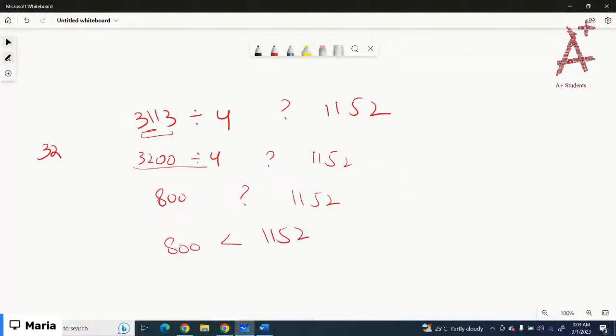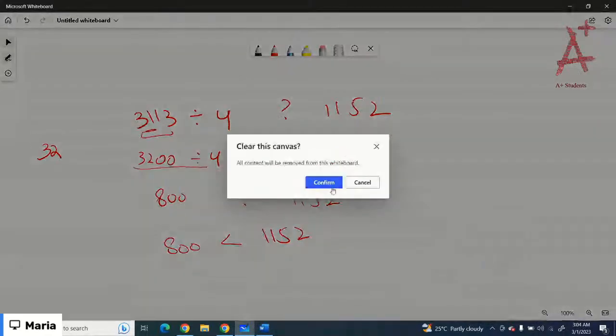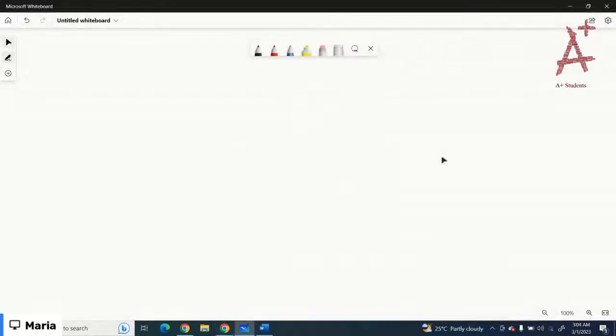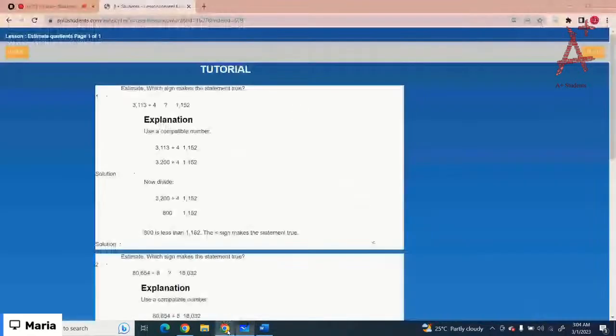Got it? So you have to solve one side of the question. For this one, on the left hand side you have 3113 divided by 4. First you have to solve it and then you have to compare both the numbers. But before solving, you have to estimate the number. 3113, so you have to estimate and then you have to divide. Got it? Okay, let's start with the test questions. You can have a look at the tutorial by yourself. They are already solved, so I'm going to start with the test questions.